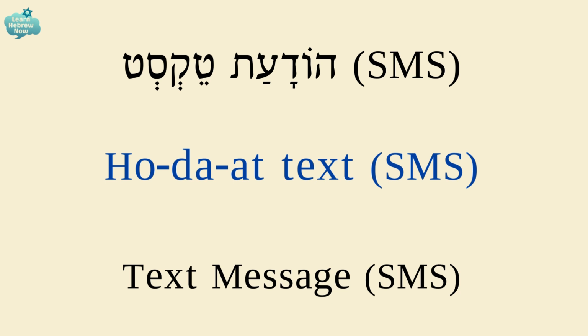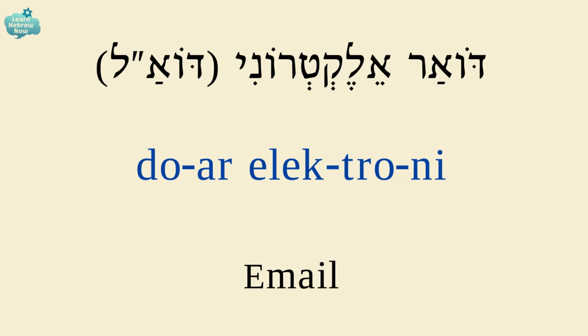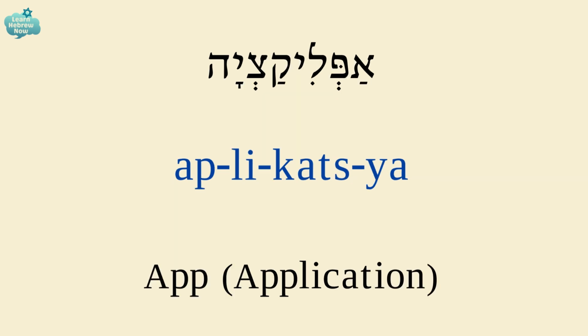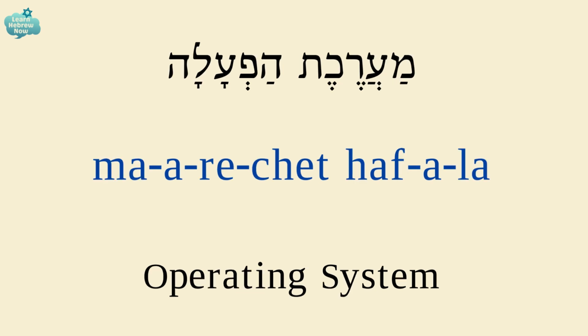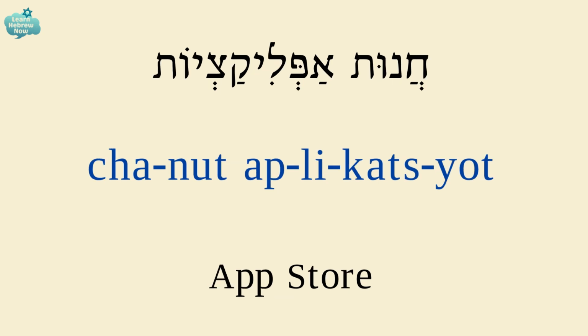Text message is הודעת text. הודעת a message of, text. An email is דואר אלקטרוני. דואר mail, אלקטרוני electronic. An app is אפליקציה. אפליקציה. An operating system is מערכת הפעלה. מערכת system, הפעלה operating. App store is חנות אפליקציות.